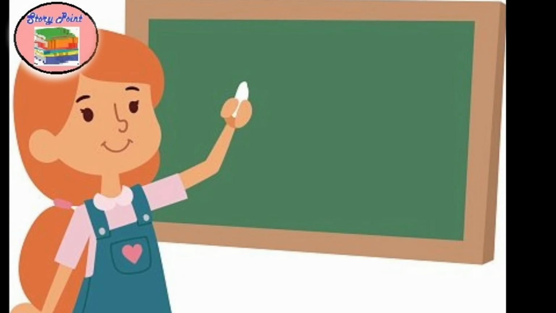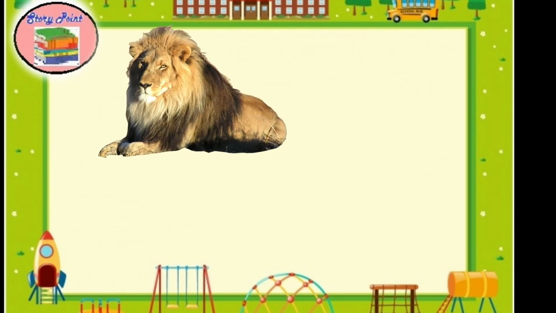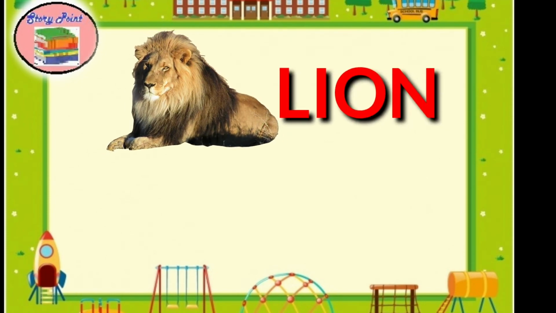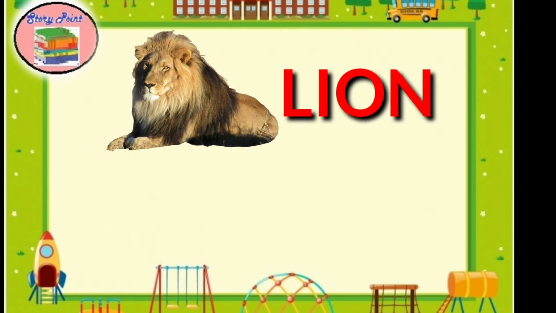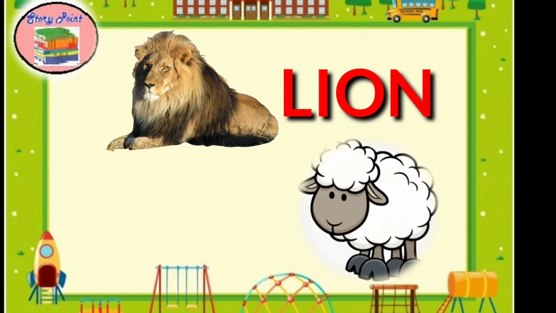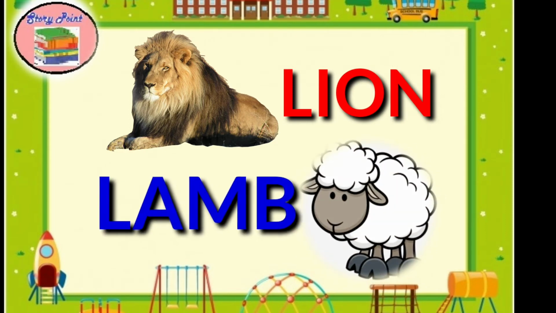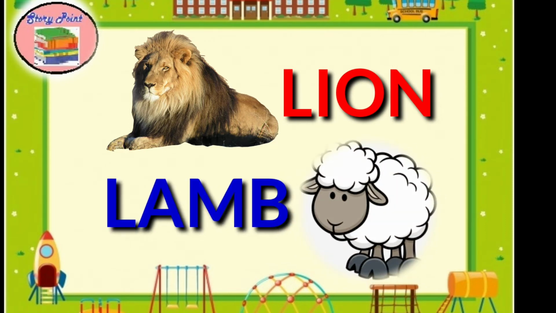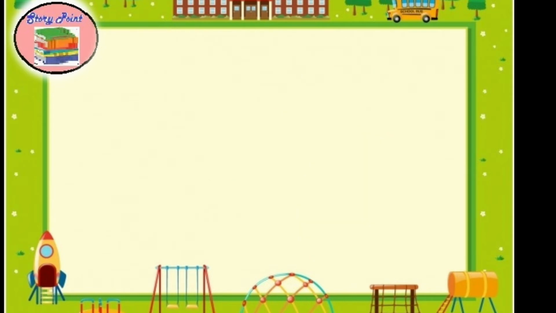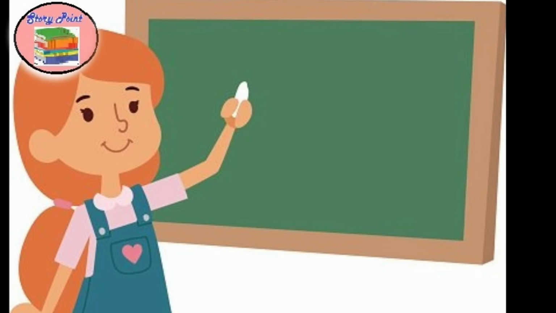Next alphabet is L. L for lion. L-I-O-N. Lion. L for lamb. L-A-M-B. Lamb. Are you enjoying? Learn it properly, children.